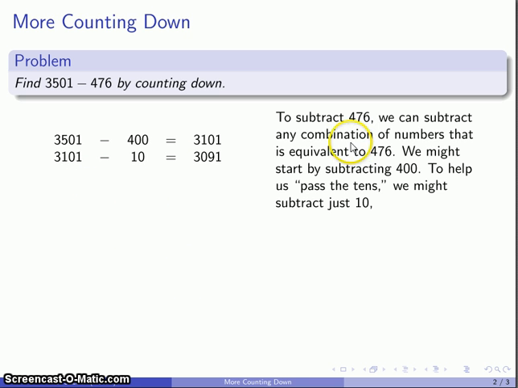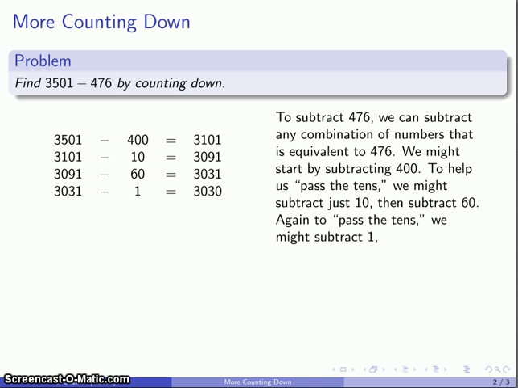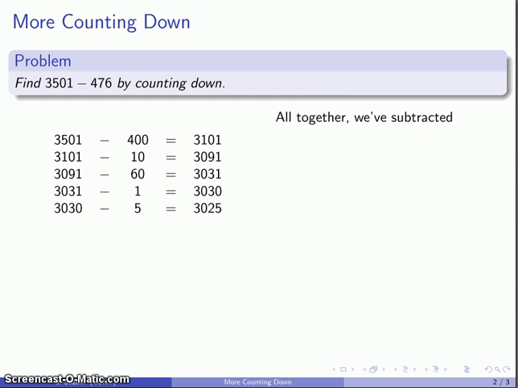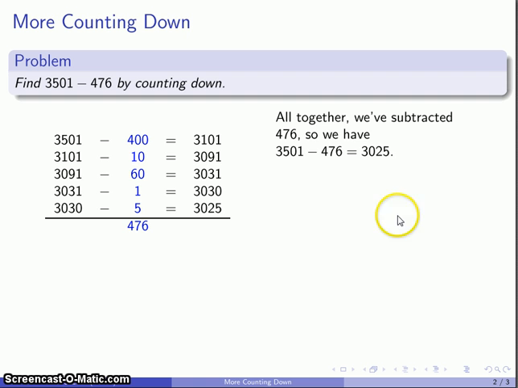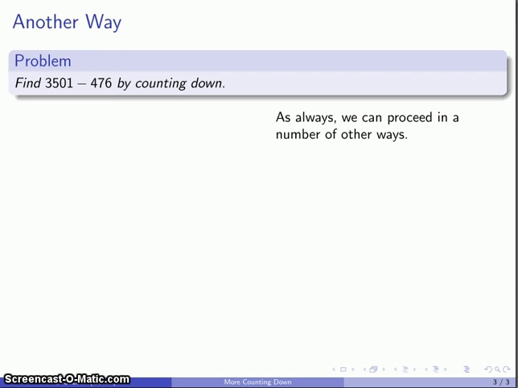And I need to get 476. So maybe I'll subtract 60. And then I'll subtract 1. Again, that'll take us past the tens. And then minus 5 more to get us to 3,025. And so the thing to notice is that what we've subtracted, adds up to 476, which is what we want to subtract, and so altogether I subtracted the 476 I wanted to, and my final answer is 3,025.